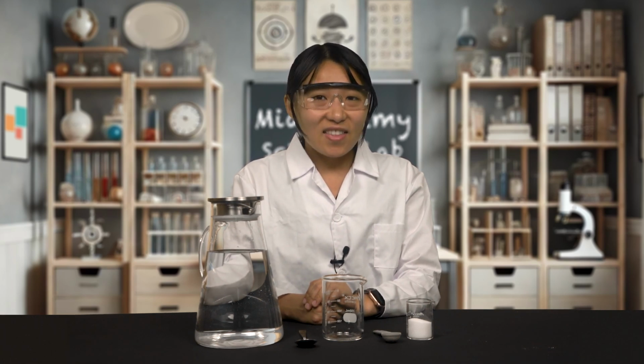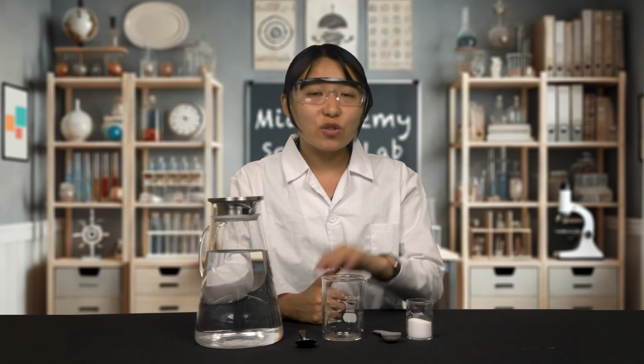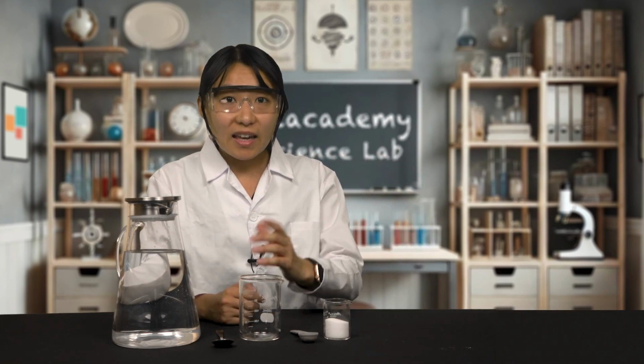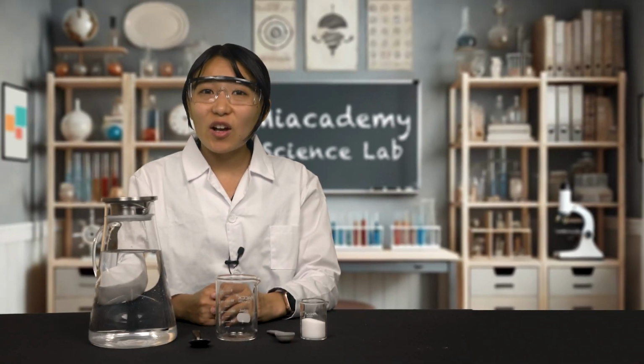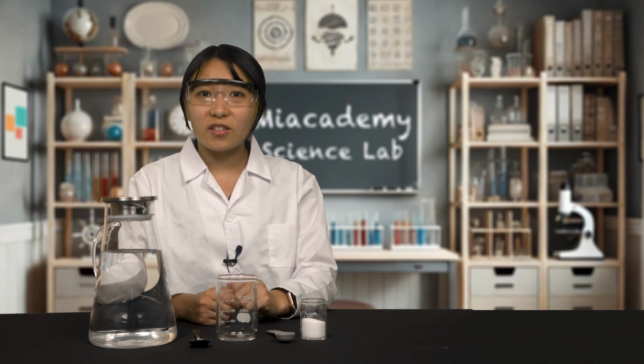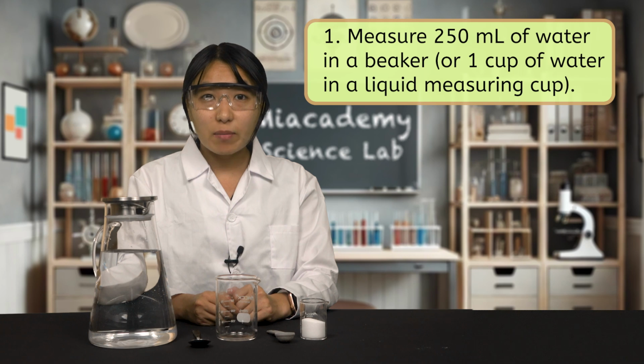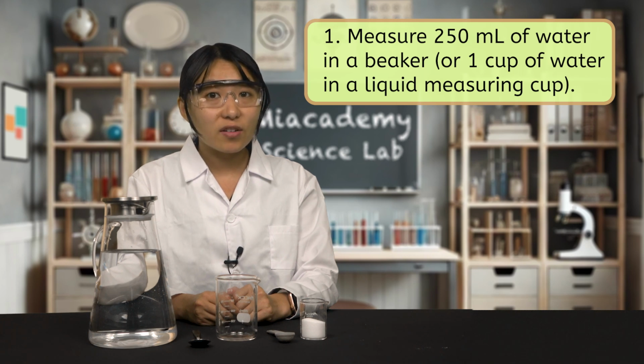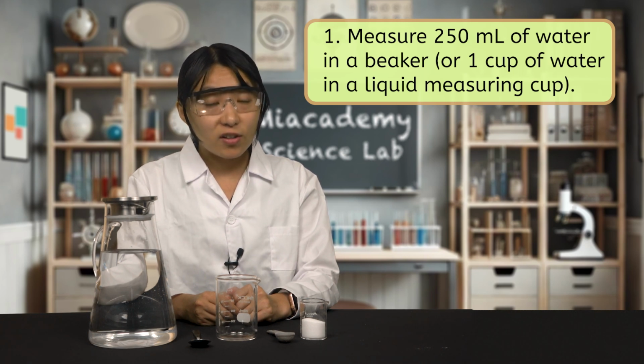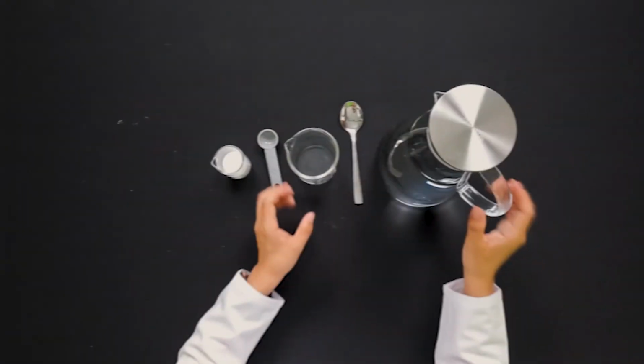Now that we have all of our materials and our hypothesis, we can begin our investigation. This investigation will be divided into 4 trials. I'll be using my lab equipment, but keep an eye out for alternative lab materials you can use as you follow along. For the first trial, we'll be adding salt to water to see if we can make a solution. The first step in our procedure is to measure 250 milliliters of water in a beaker or 1 cup of water in a liquid measuring cup.